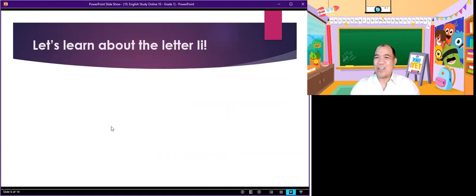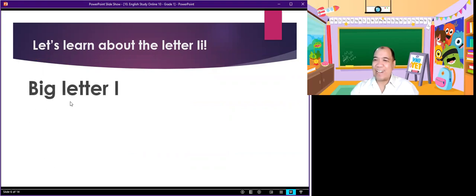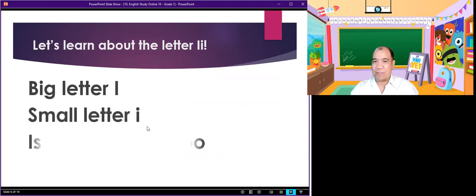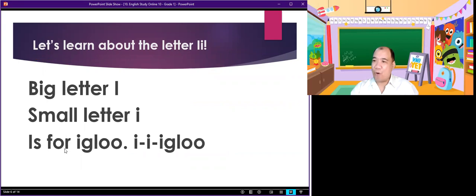Okay, let's learn about the letter I today. We will know today the sound of letter I. Okay, let's start. Big letter I, small letter I is for igloo. So the sound of letter I is I, but we have another sound for that letter I later.